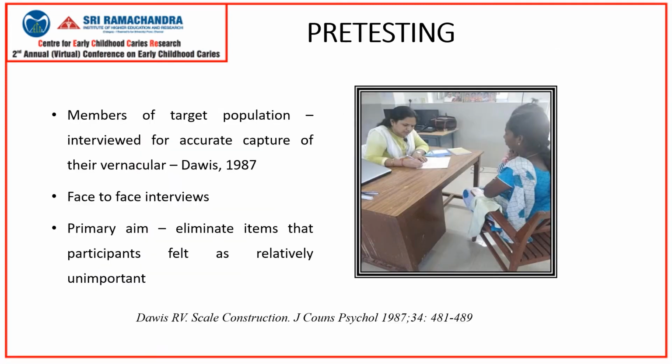Next is pre-testing. For pre-testing, we need to target the target population, which is usually infants. In our study, it is mothers of infants and toddlers. So they must be interviewed so that we can accurately capture their vernacular. This was as reported by Davis et al. in 1987. So face-to-face interviews were conducted with the mothers of infants and toddlers. And the primary aim of this pre-testing was to eliminate items that the participants felt were relatively unimportant.